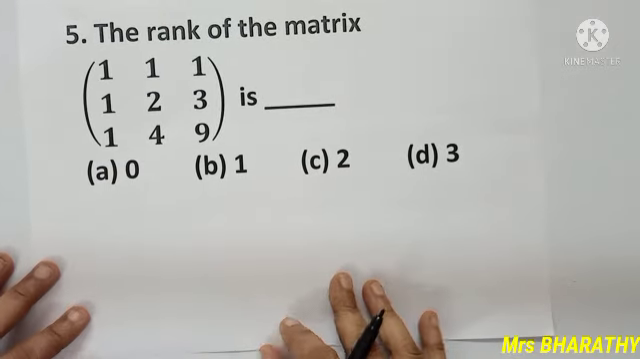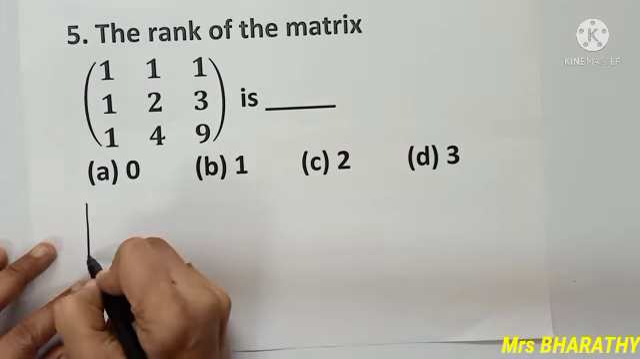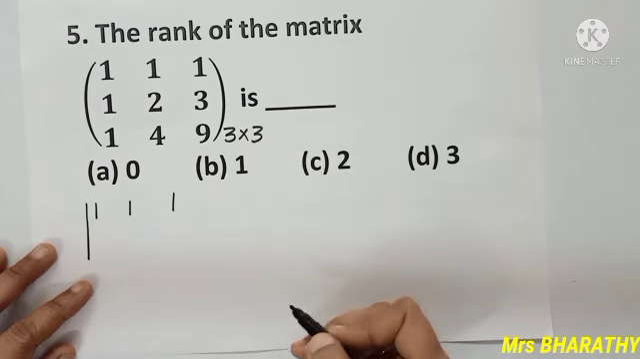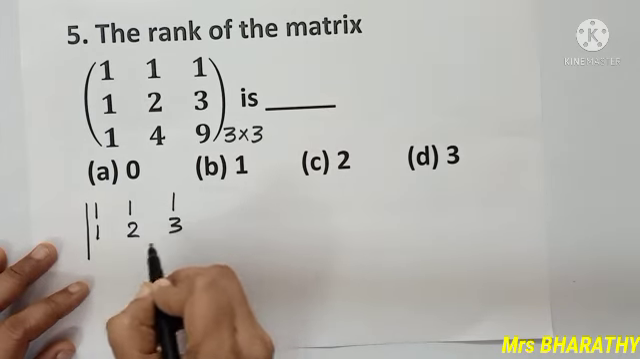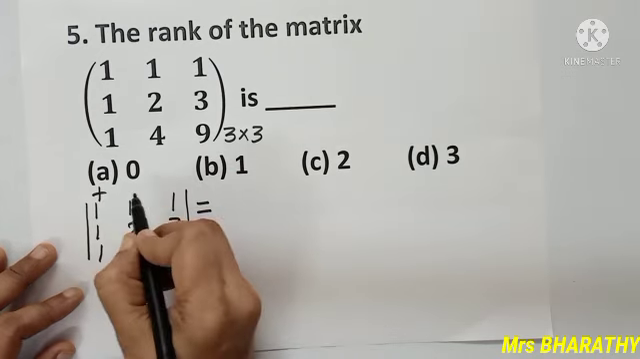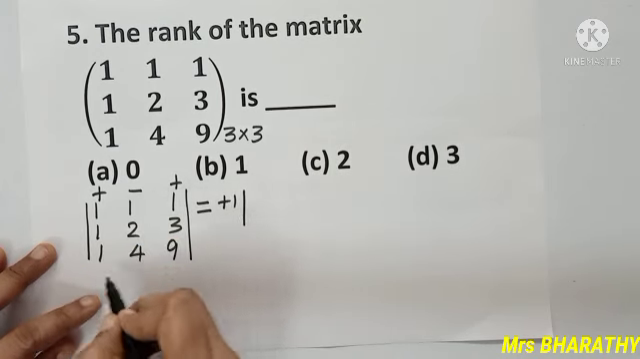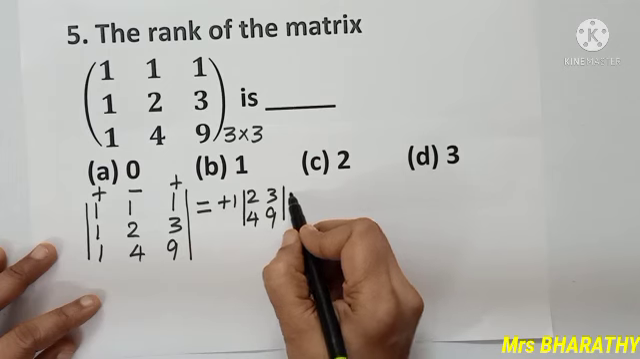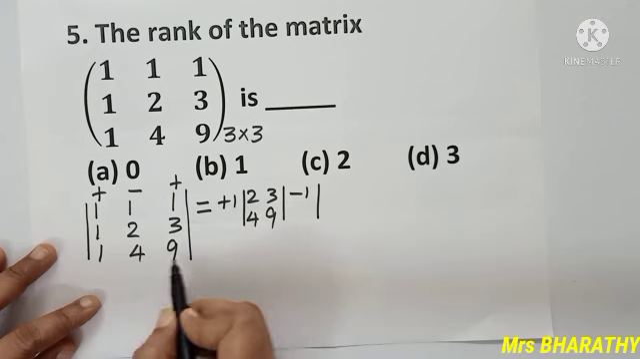Question number 5. Given a matrix like this, we need to find the rank of it. Let us find the determinant. Because it has 3 rows and 3 columns, it is easy for us to find the determinant. 1, 2, 3, 1, 4, 9. As we expand, plus, minus, plus: 1 into, hide the row and column, I get 2, 3, 4, 9. Minus 1 into, hide the row, hide the column, 1, 3, 1, 9.